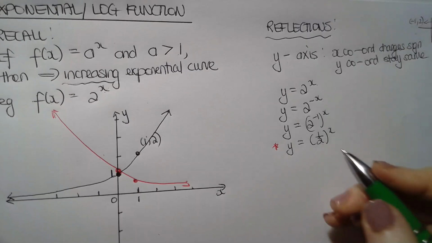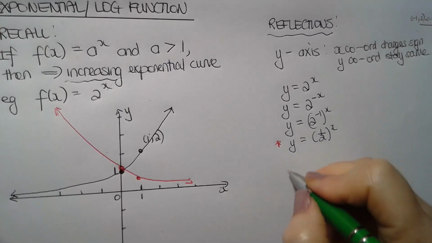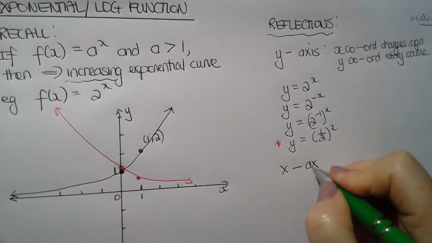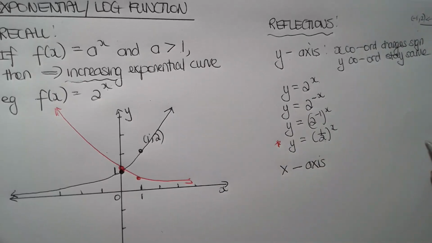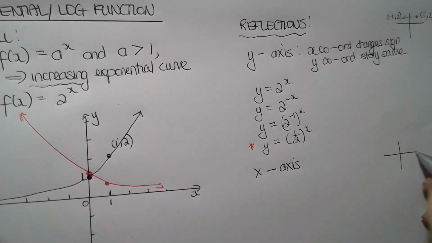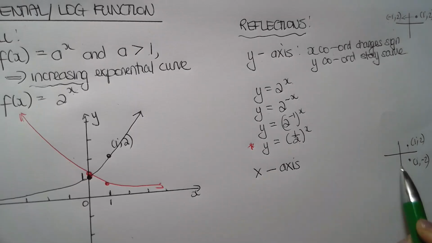Okay, we also learned about a reflection around the x-axis. So if we think about it over here, if I just draw a little sketch, and if I have the point (1, 2) and I reflect over the x-axis, it becomes (1, minus 2). So what happens is that the y-coordinate negates, changes sign, and the x-coordinate stays the same.